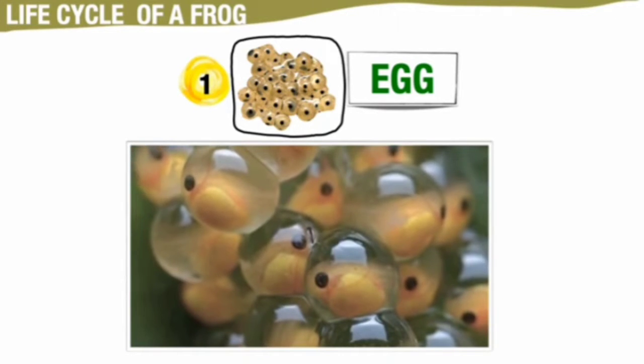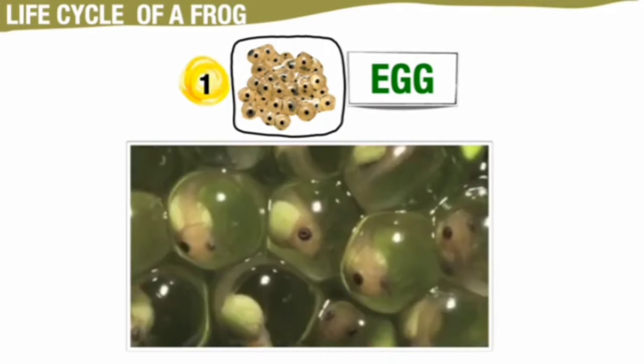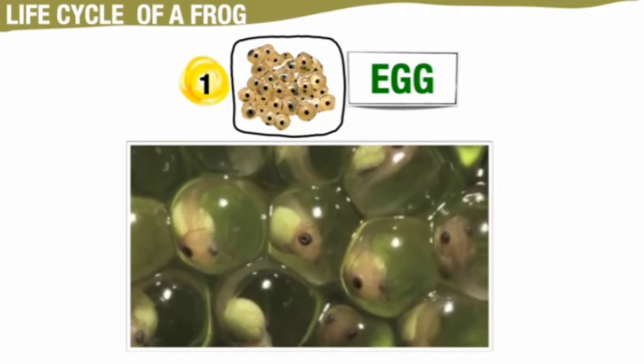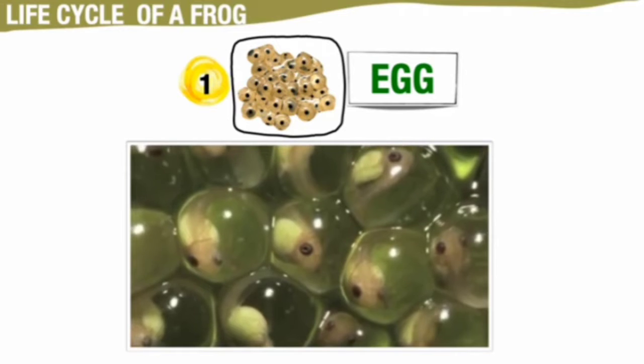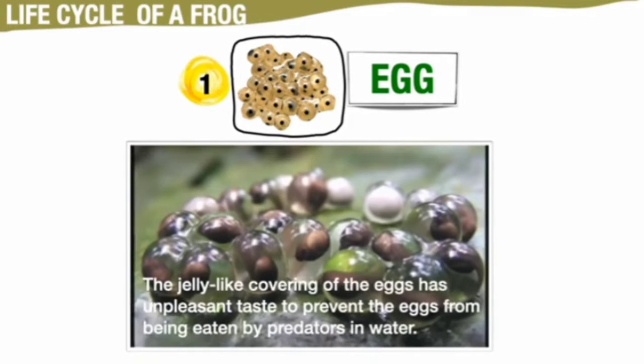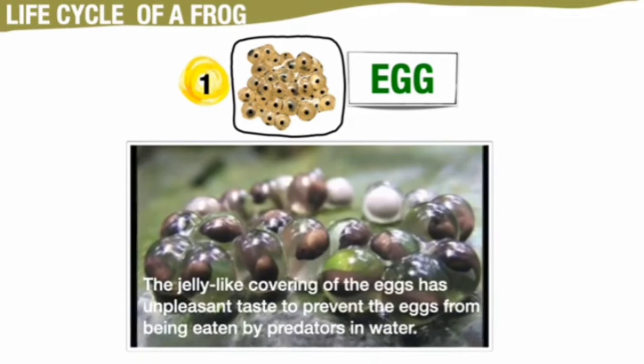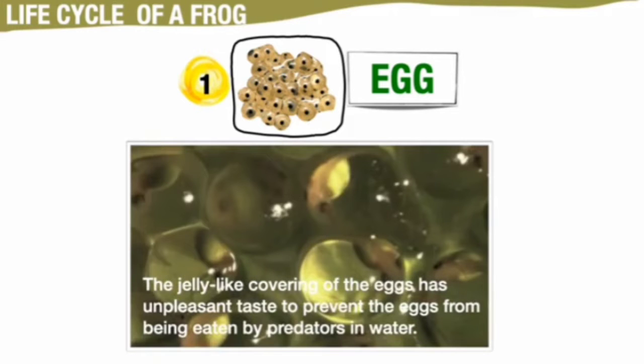A frog's eggs have a jelly-like covering, but it has an unpleasant taste. How does this protect the eggs? The jelly-like covering has an unpleasant taste to prevent the eggs from being eaten by predators in the water.